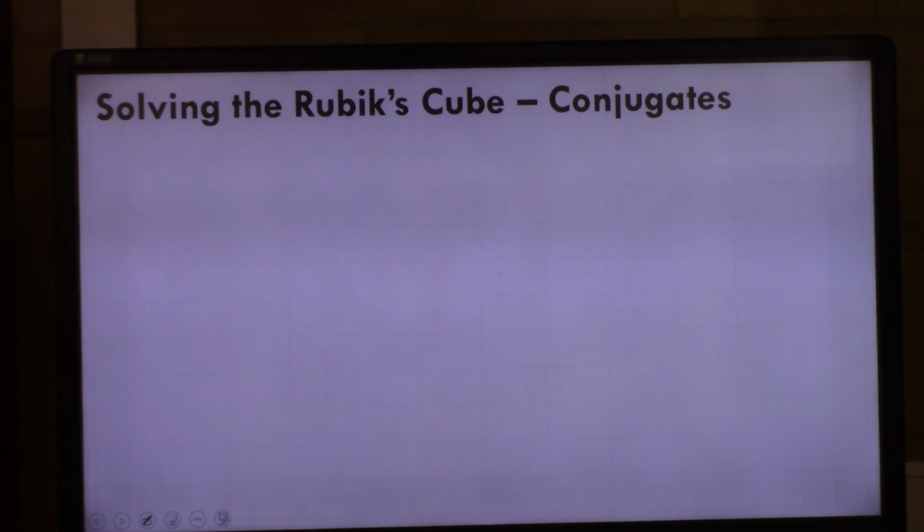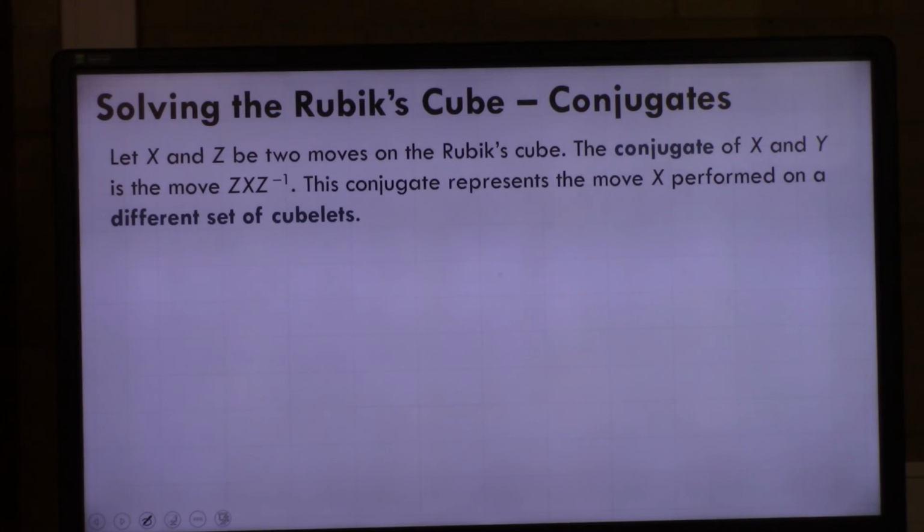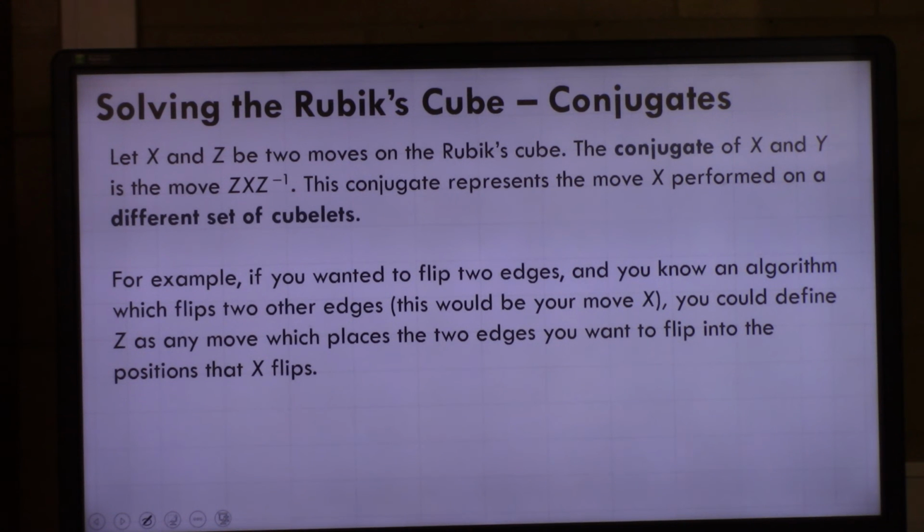Right, the last part now, conjugates. So this is very similar to what commutators were, but instead, if we have x and z as two moves in the cube, then z x z to the minus 1 is the conjugate of x and z. And this represents x being performed on a different set of cubelets. And we'll see what this means here.